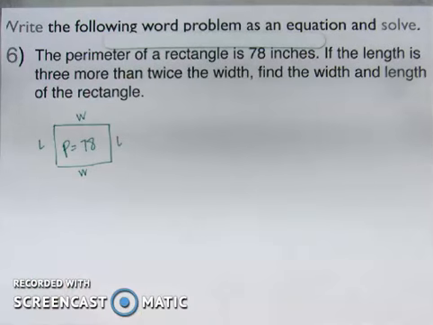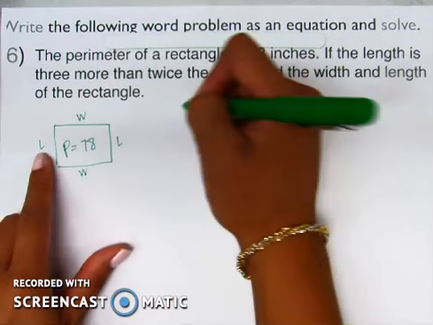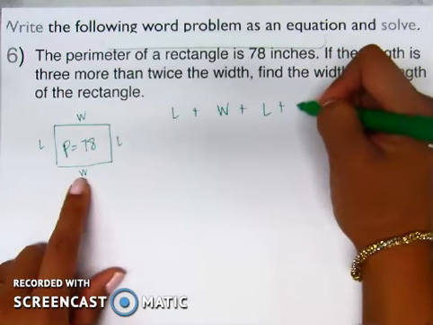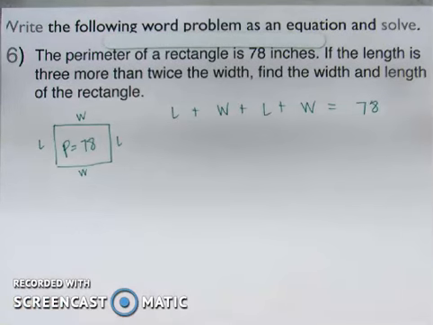So why did I do this? Because when I'm looking for the perimeter, I need to add up all the sides. So I'm going to say the length plus the width plus the length plus the width is going to equal 78. So now that we figured that out, we're going to go ahead and assign a variable.